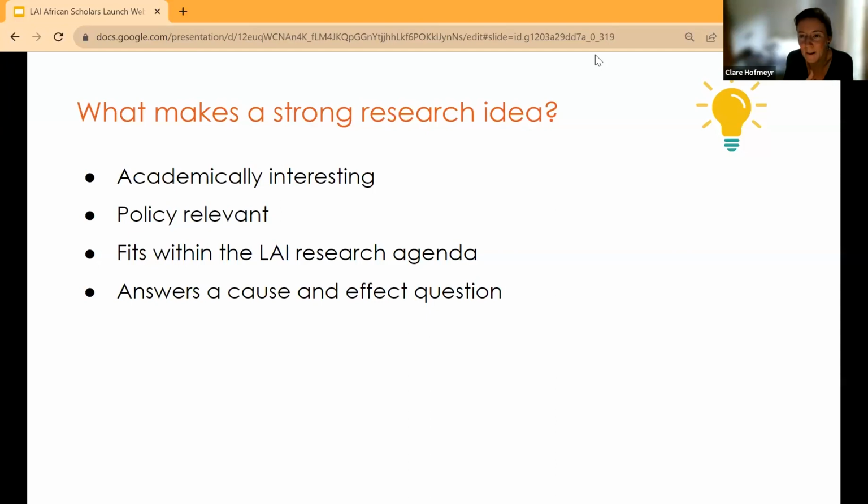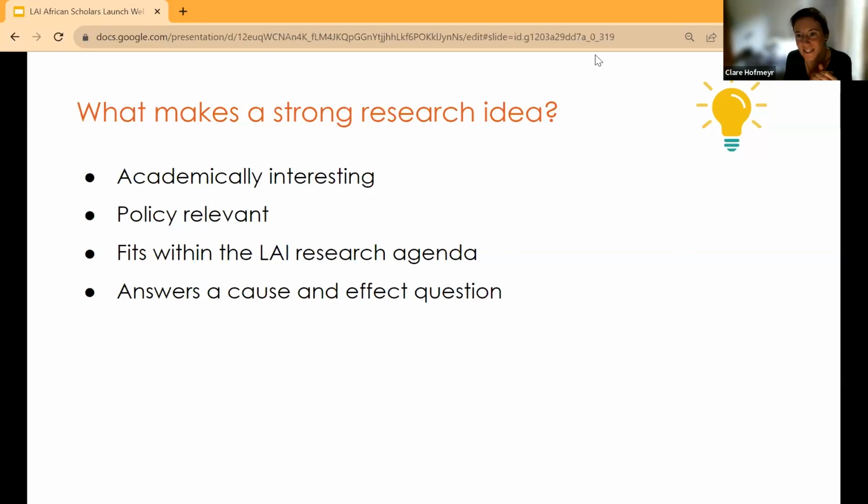The third point maybe goes without saying, but it has to fit within the LAI research agenda. Here, I would strongly encourage you to refer to all of the guidance on the LAI website about what research they want to fund and what their key questions are. We've already talked a bit about that here. But when you're doing your proposal, we really recommend you look at that carefully and see if your idea fits with that. Don't try and crowbar in an idea that doesn't really fit. That will be picked up by the review board and your proposal is very unlikely to be successful. So you'll have an idea, but just check that it really fits with the LAI scope.